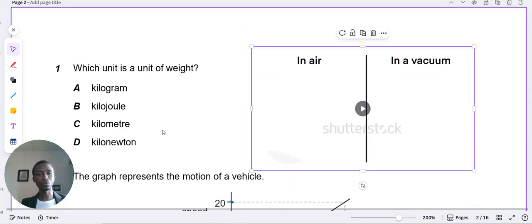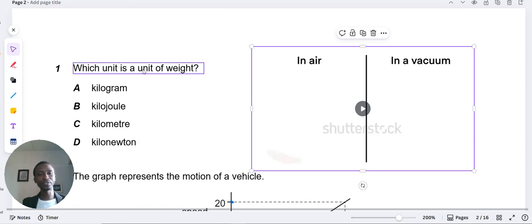Question 1 reads, which unit is a unit of weight? I repeat, which unit is a unit of weight? So we have the options. Option A, kilogram. Option B, kilojoule. Option C, kilometer. And option D, kilonewton.